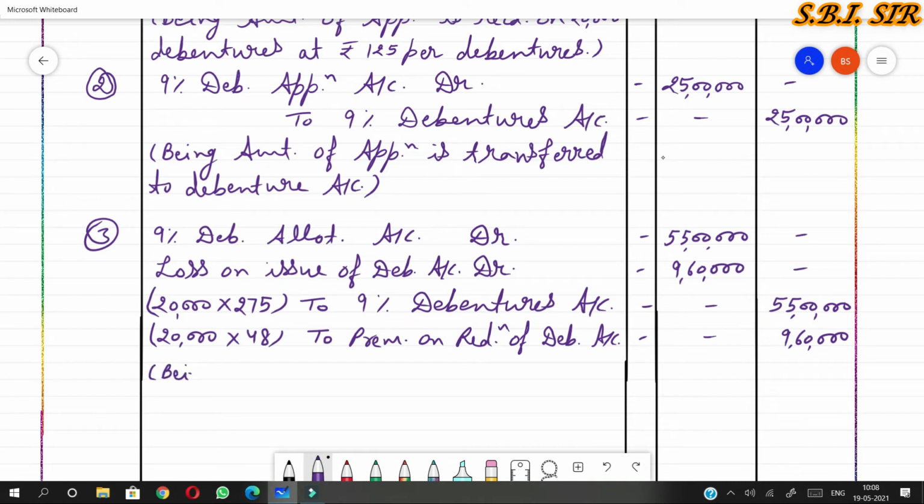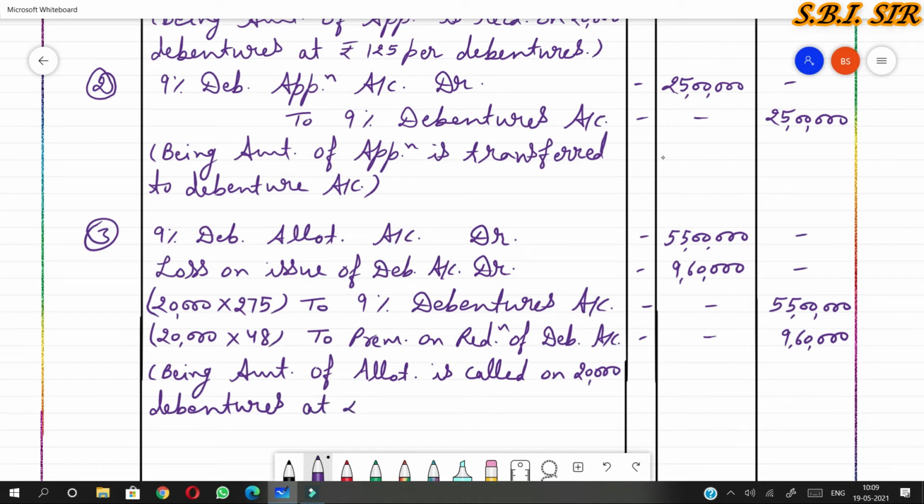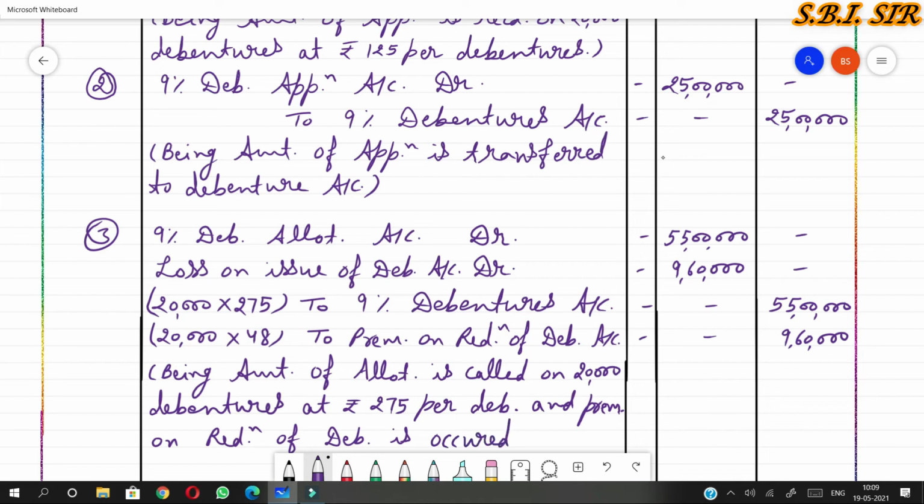Narration being: amount of allotment is called on 20,000 debentures at rupees 275 per debenture and premium on redemption of debenture is occurred, 48 rupees per debenture.